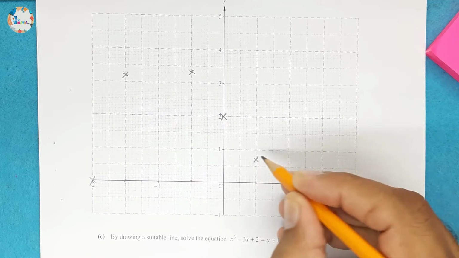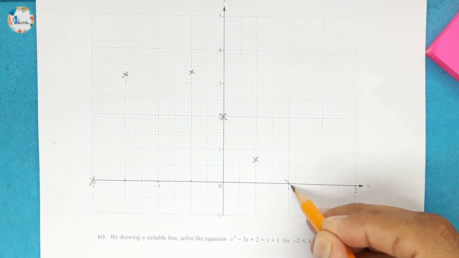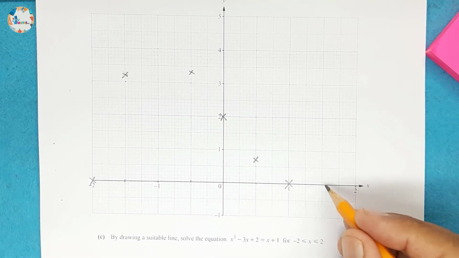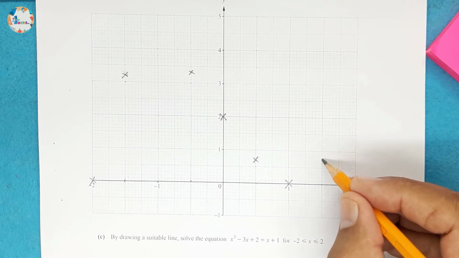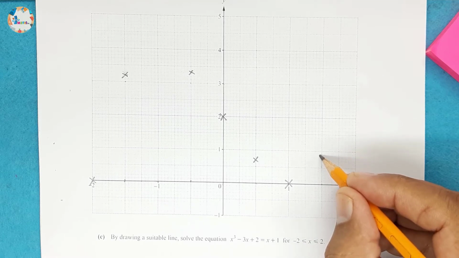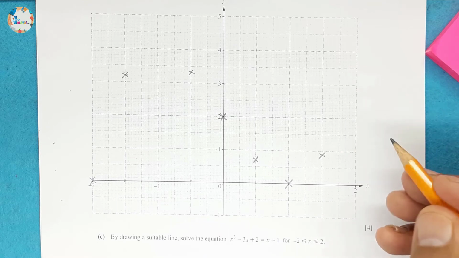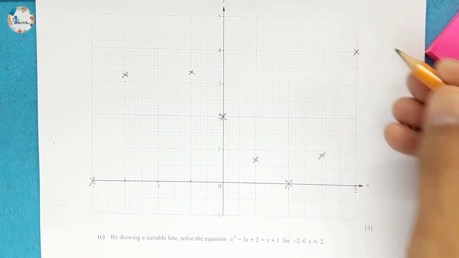0.625 will be closer to this. And then comes 1 and 0. 1 and 0 will be this point. And next point is 1.5 and 0.875. 0.5 is this one. 0.875 will be closer to 0.9. So this one, 2 and 4. So 2 is here and 4 is over here.